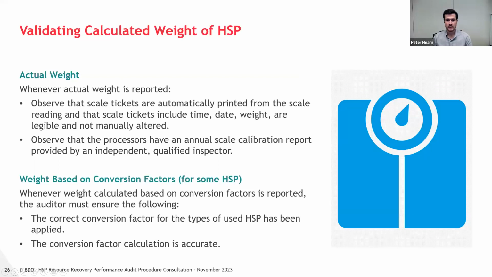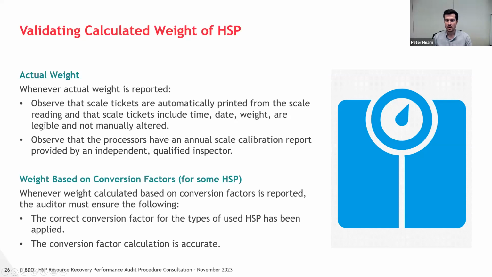Another appendix is to do with validating the calculated weight of HSP. So typically the actual weight will be used, and then in those cases it would require some sort of support. So typically that would be a weigh scale ticket, which could be clearly matched to a bill of lading or an invoice or that type of document. So the auditor could understand specifically what the weight was for that transaction.